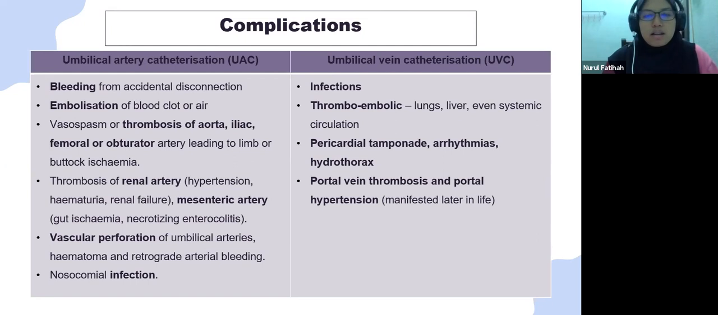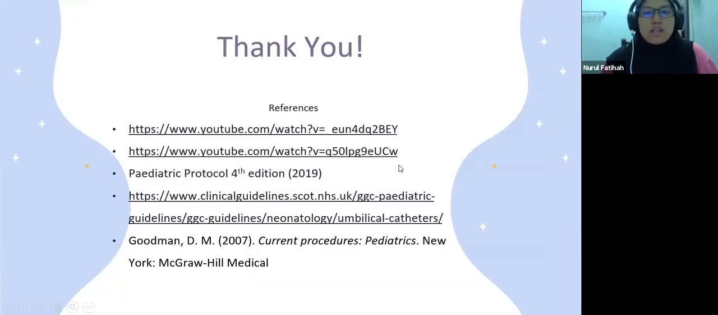For umbilical vein catheter, first one is infection, and then thromboembolic events in lungs, liver, and also systemic infection. And then pericardial tamponade, arrhythmia or hydrothorax if the catheter is not placed properly, and also portal vein thrombosis and portal hypertension.